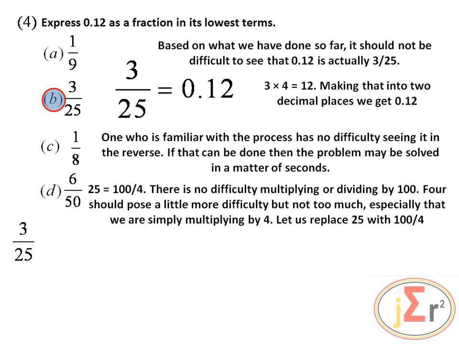25 multiplied by 100 divided by 4. There is no difficulty multiplying or dividing by 100. 4 should pose a little more difficulty, but not too much, especially that we are simply multiplying by 4. Let us replace 25 with 100 over 4. Instead of having 25 right there, we put 100 over 4.